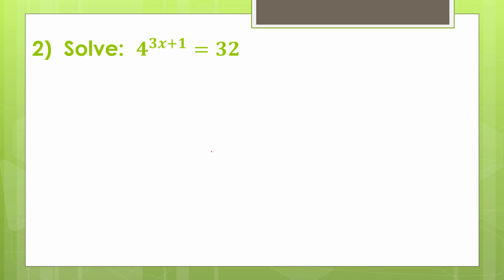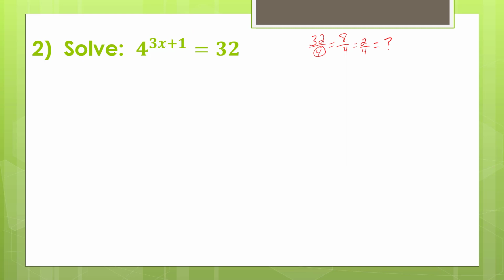Solve 4 to the 3x plus 1 power equals 32. Now, the most common thought is to think that, hey, 4 is our base, we need to make 32 our base. So we'll divide 32 by 4 and get 8. We'll divide 8 by 4 and we get 2. And we divide 2, wait, we can't divide 2 by 4. It doesn't equal 1. Well, since it doesn't equal 1, we're not really looking for a base of 4.